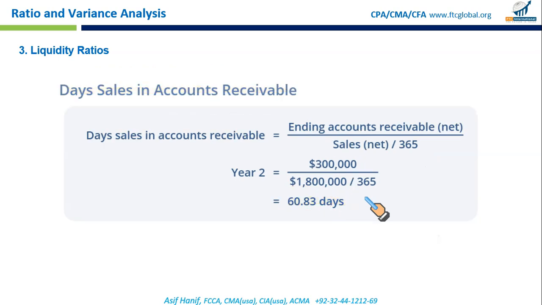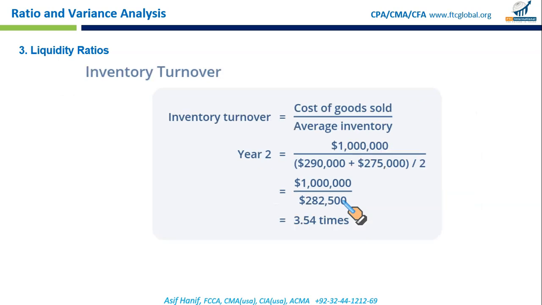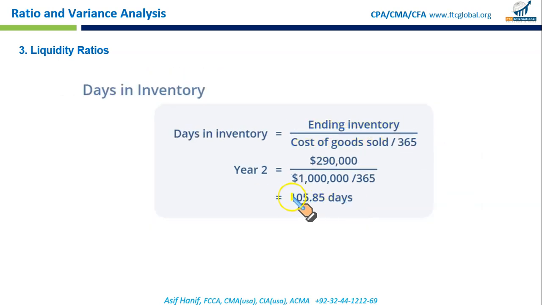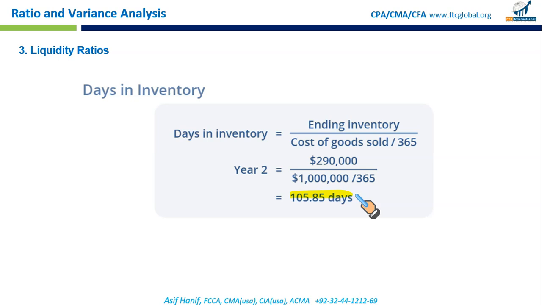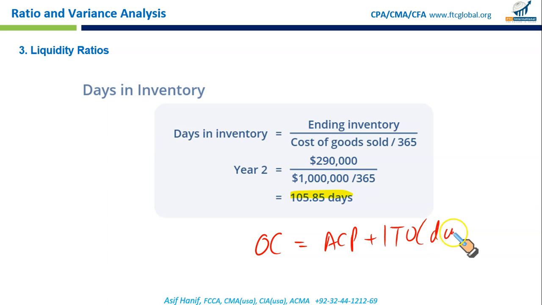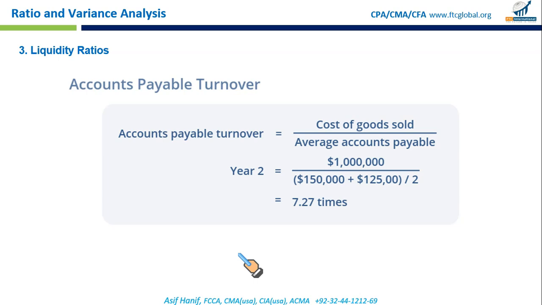So what we have, our customers pay us on average in 61 days. Our inventory is sold nearly after 105 days. Now there is a third component. If you add these two, this plus this, it gives you the operating cycle. So operating cycle is equal to your average collection period plus your inventory turnover days. If you add these two, you get the length of your operating cycle. Ideally, we would like to have it as short as possible. Now let us add another component to it, which is the accounts payable turnover.